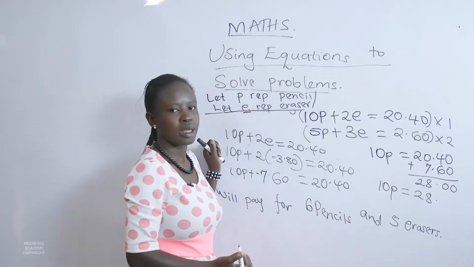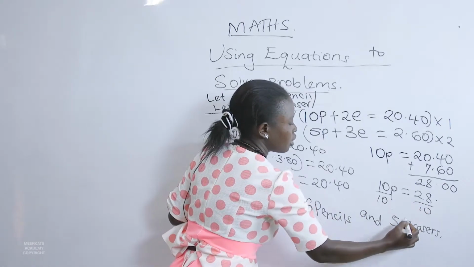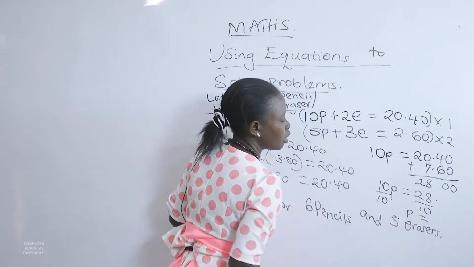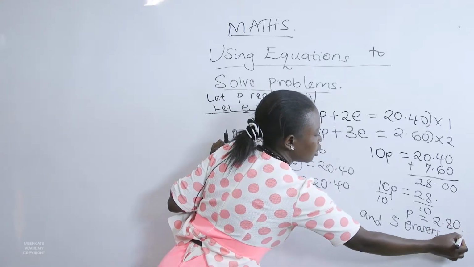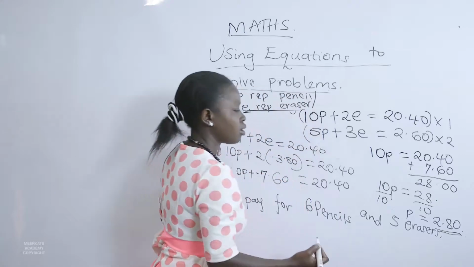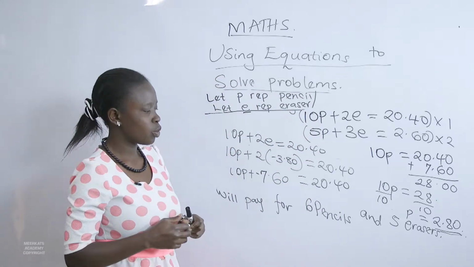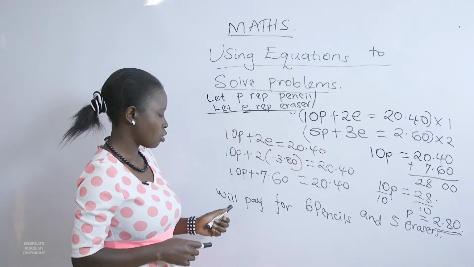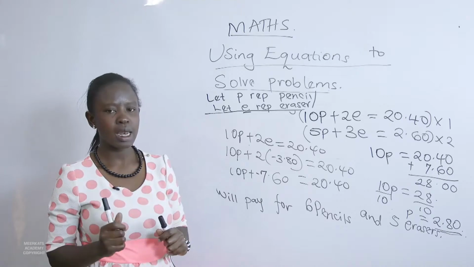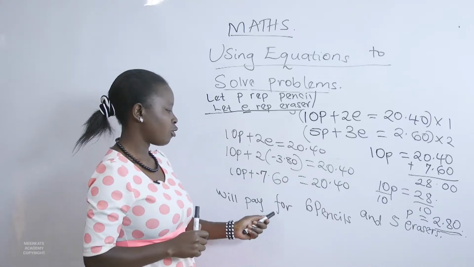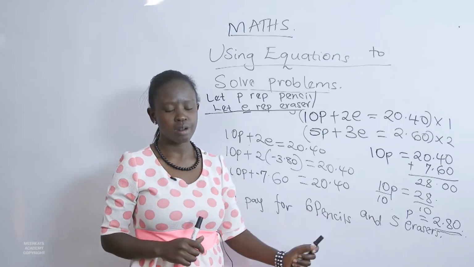So divide by 10 on both sides. Divide by 10, and we get that the value of one pencil is 2.80. So a pencil costs 2.80. So we need to find out how much will Carl pay for 6 pencils and 5 erasers.